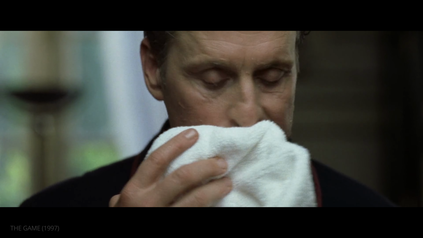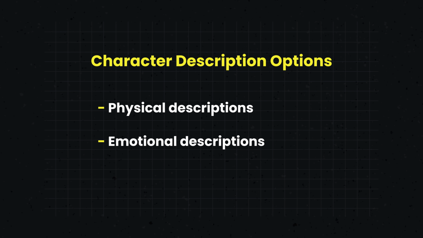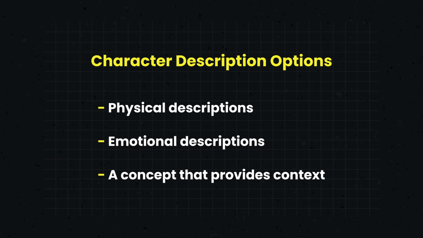You'll notice that there are a few non-visual character descriptions in this character introduction that, in other sections of the screenplay, would be considered a screenwriting faux pas. While we can't see concepts such as being in control of his world or a man in almost constant motion, they do help build some character. For descriptions, you can include physical character descriptions, emotional descriptions, or some concept that provides context.